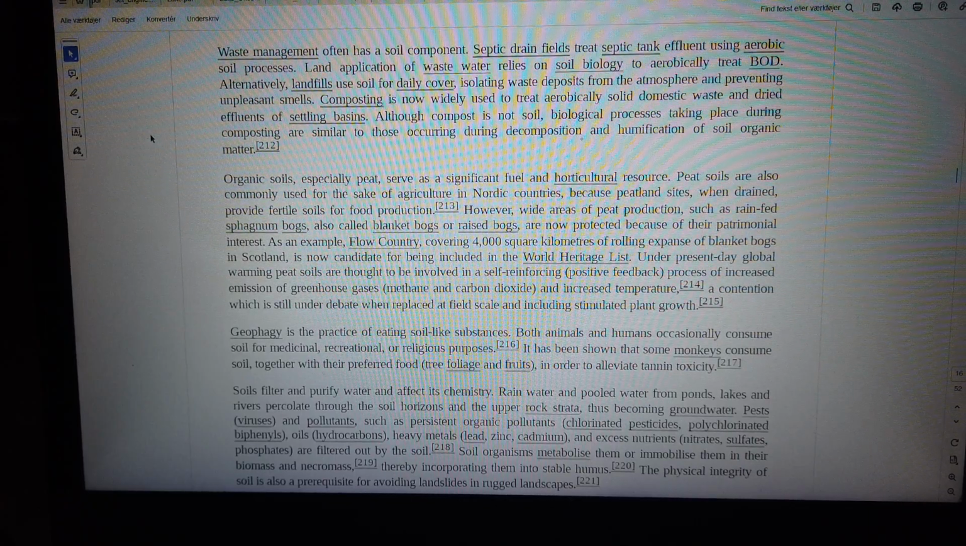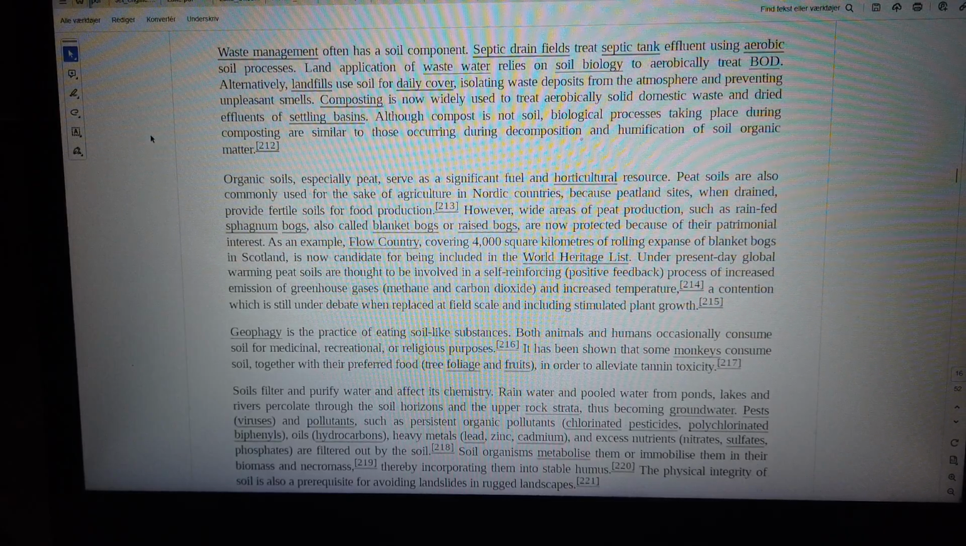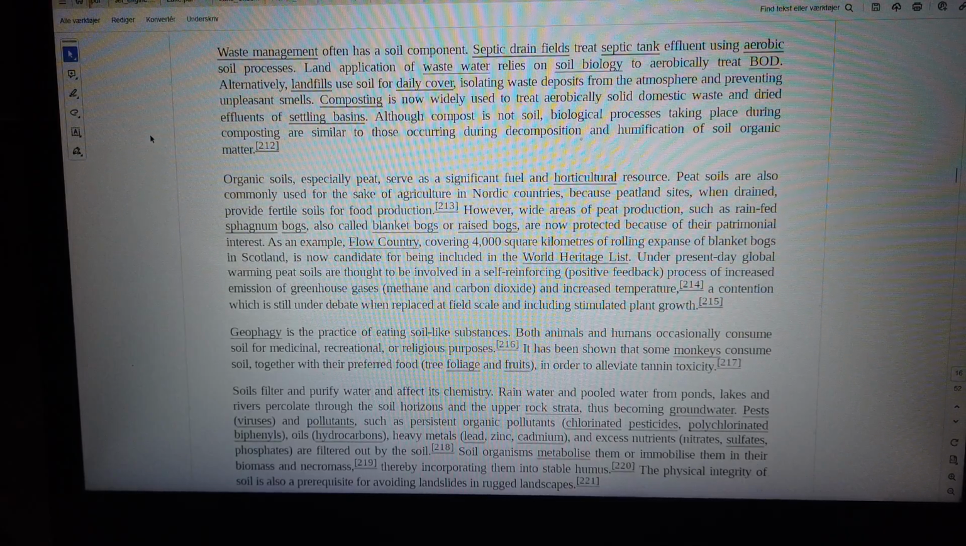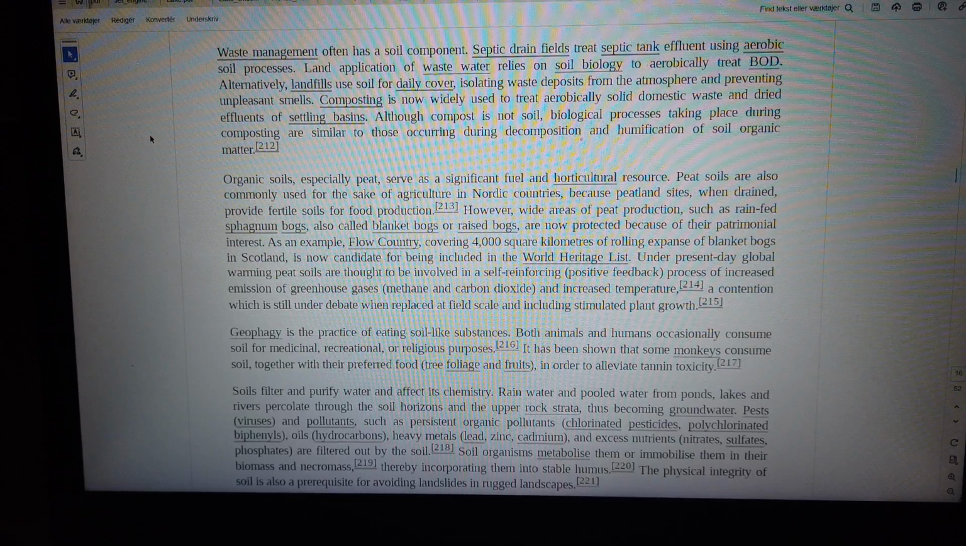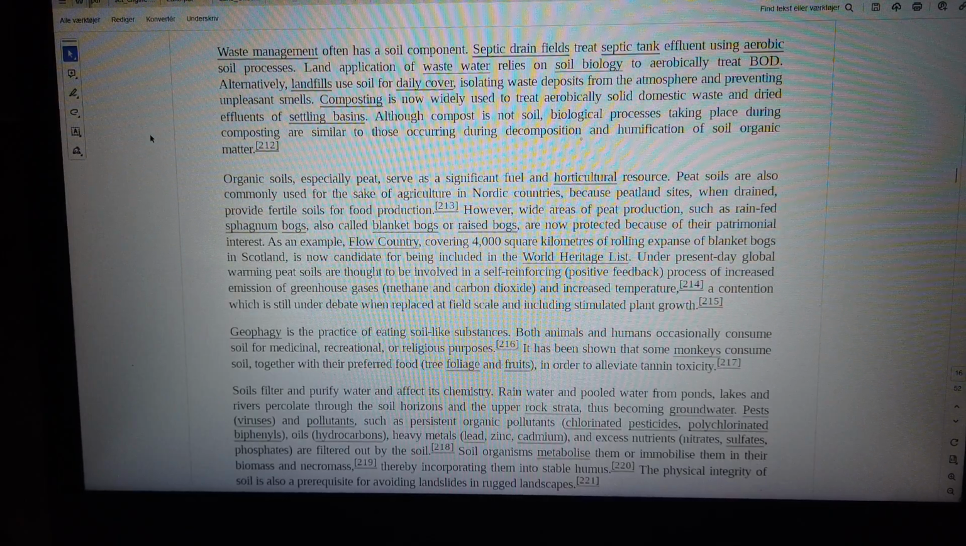Composting is now widely used to treat aerobically solid domestic waste and dried effluents of settling basins. Although compost is not soil, biological processes taking place during composting are similar to those occurring during decomposition and humification of soil organic matter.